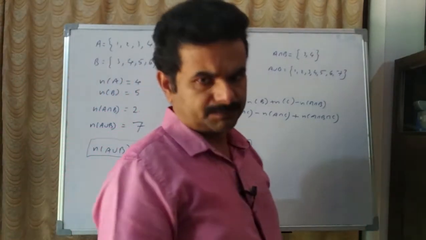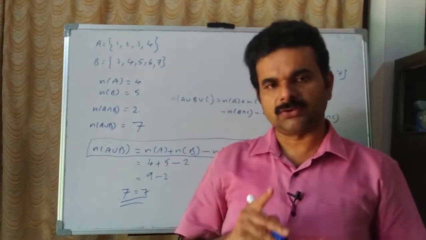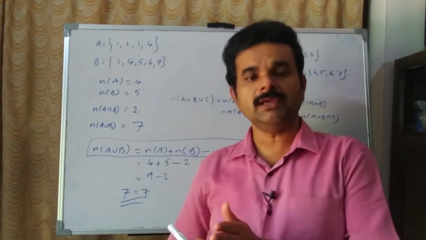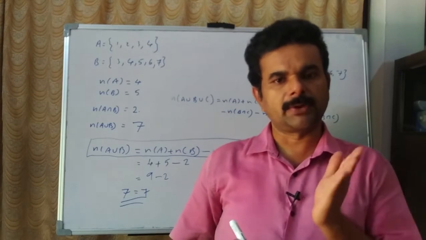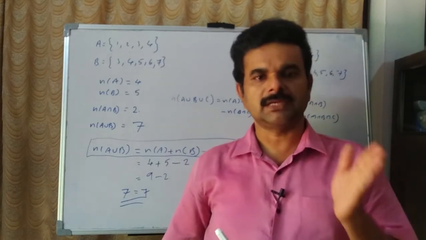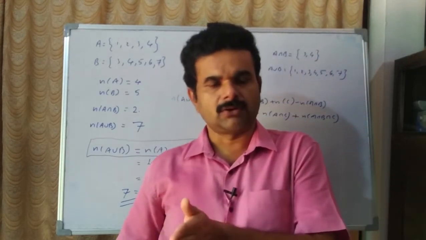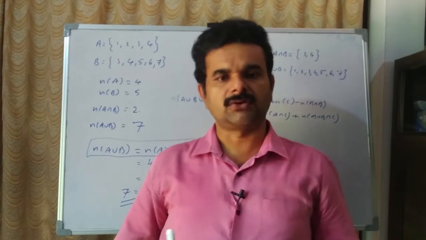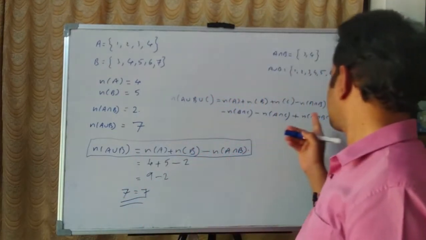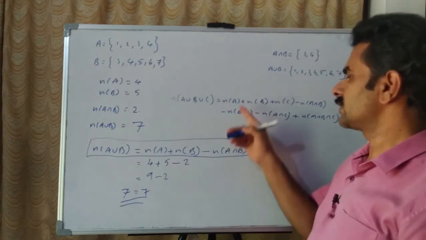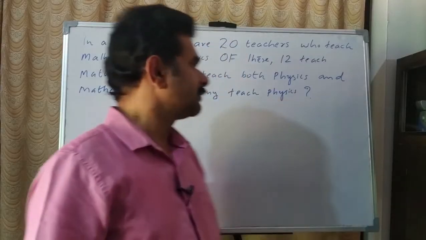First one, when two sets A and B are given, N of A union B is equal to N of A plus N of B minus N of A intersection B. Similarly, if three sets are given, N of A union B union C is equal to N of A plus N of B plus N of C, minus N of A intersection B, minus N of B intersection C, minus N of A intersection C, lastly plus N of A intersection B intersection C. So these two results have to be learned by heart. Okay, see this question.